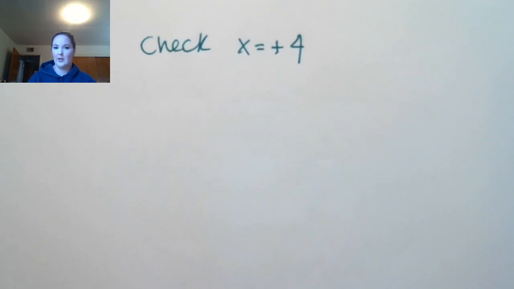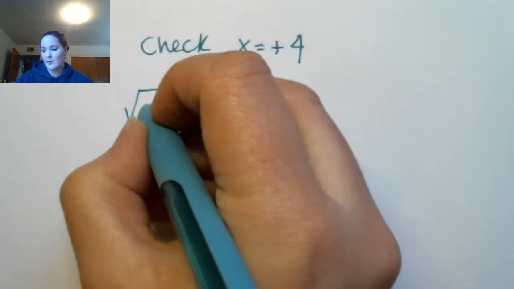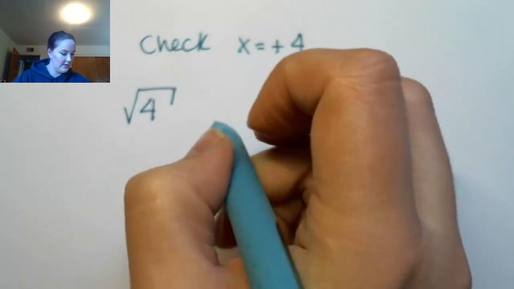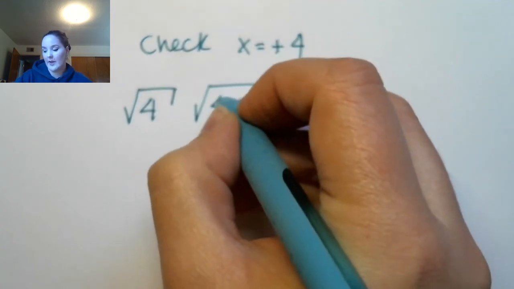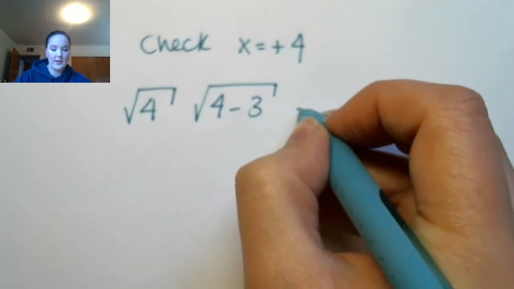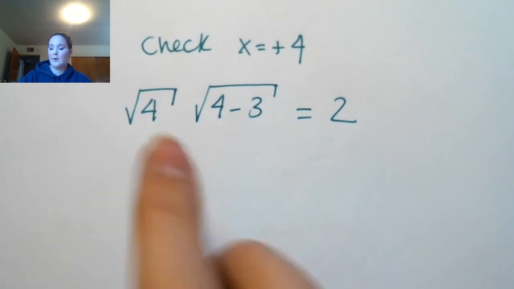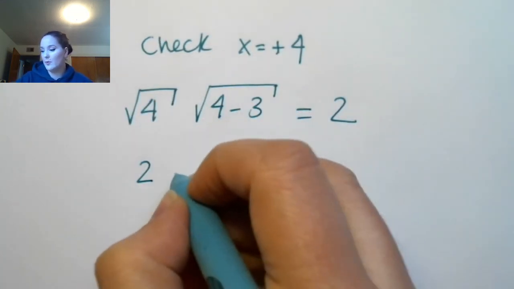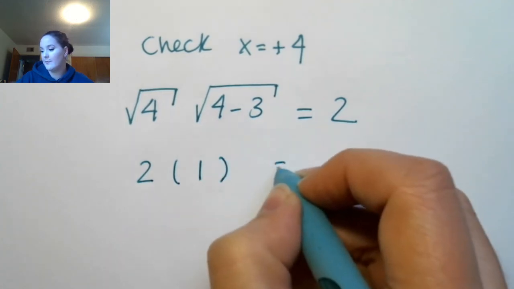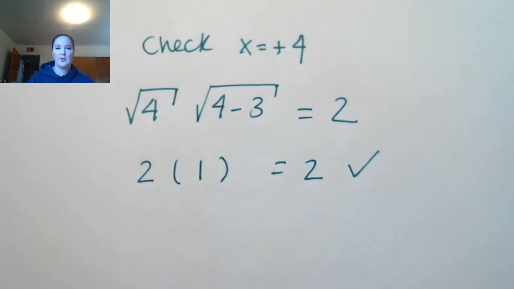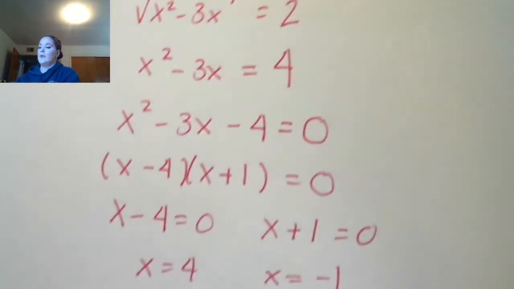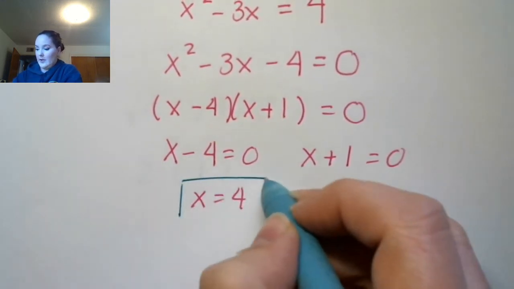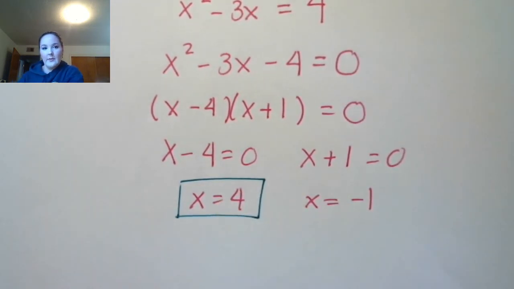That was my solution. So I had the square root of x times the square root of x minus 3 is equal to 2. Well, the square root of 4 is 2. 4 minus 3 is 1. Root 1 is also 1. So this is true. And x equals 4 is a solution.